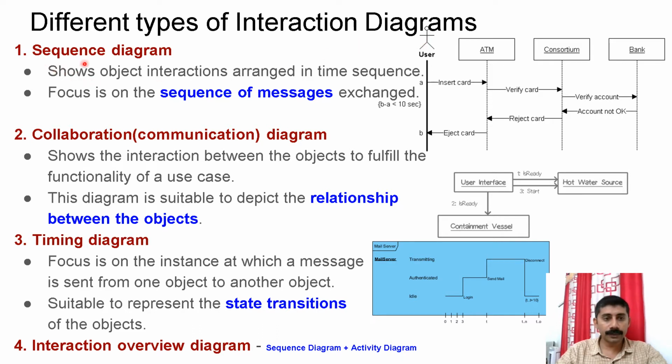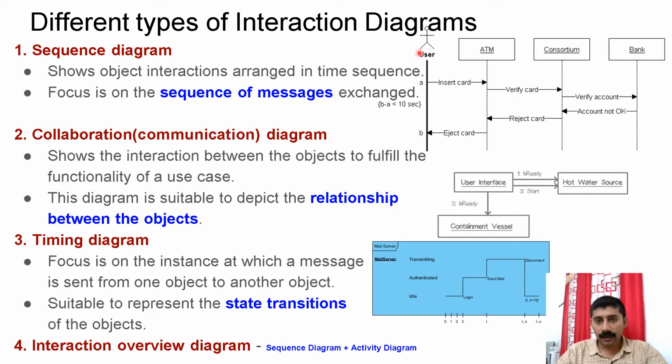First one is the sequence diagram. It shows the object interactions arranged in sequence of time. The focus is on the sequence of messages exchanged. Here you can see an example of a sequence diagram. This is the case of an ATM card verification by inserting the ATM card in an ATM machine.